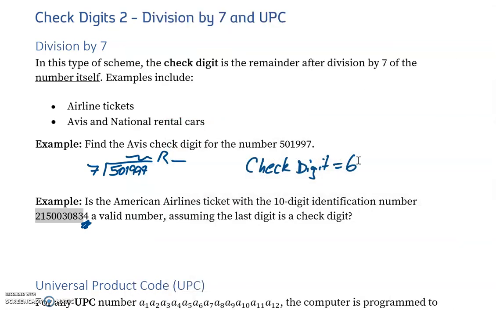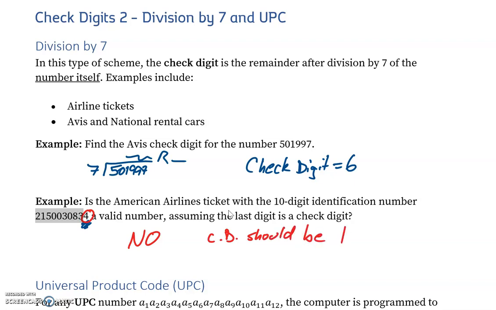Well, that's bad news because we got a remainder of 4, right? We were told that, hey, this guy right here is a 4. So is this a valid number? It's a big no, right? The check digit should be 1.